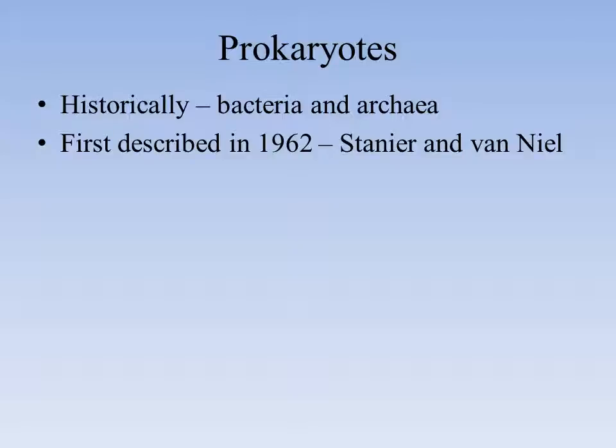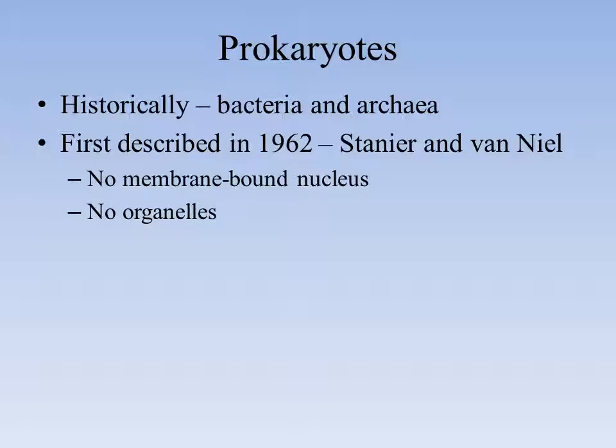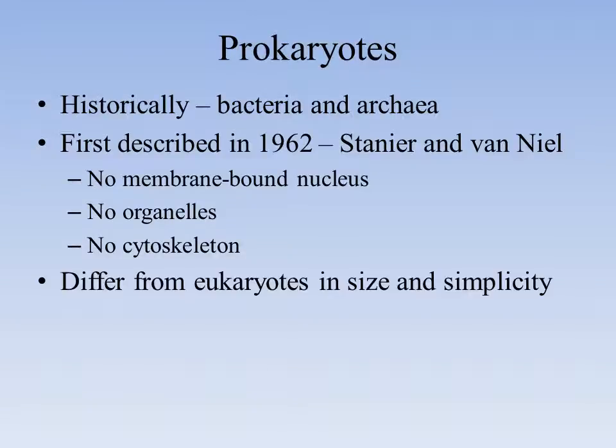So Stanier and Van Niel first described prokaryotes based on three characteristics. One, they have no membrane-bound nucleus, which is unlike eukaryotes, which do have a membrane-bound nucleus. Two, prokaryotes have no organelles, unlike eukaryotes, which have quite a few organelles. And three, they also described prokaryotes as having no cytoskeleton. Generally speaking, what we can still say today is that prokaryotes differ from eukaryotes in terms of size and simplicity. Generally, prokaryotes are a lot smaller than eukaryotes, and they're also a lot more simple because they don't have the organelles eukaryotes do.